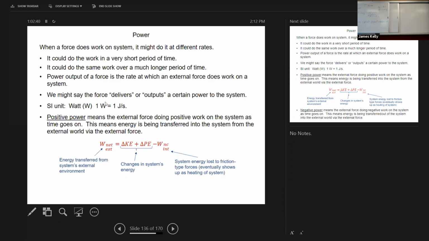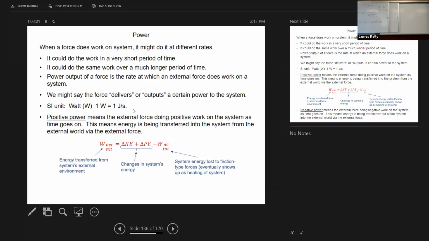Different books phrase it different ways. Sometimes they say a force delivers a certain power to the system. The power is the rate at which work is being done. Sometimes they'll say the force outputs a certain power. And sometimes which word is chosen depends on the context. The SI unit for power is watts. That's short for joules per second, right?